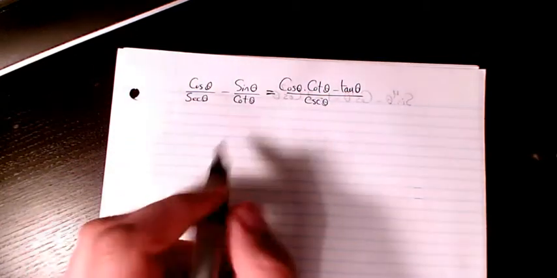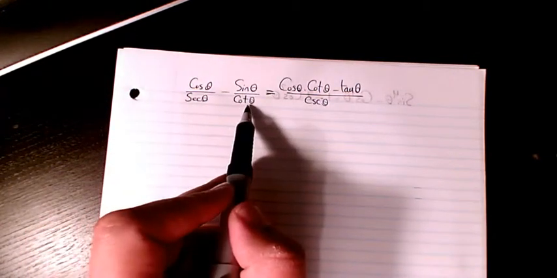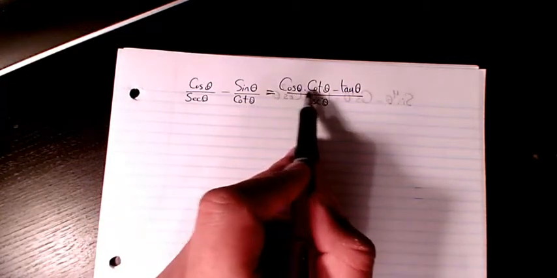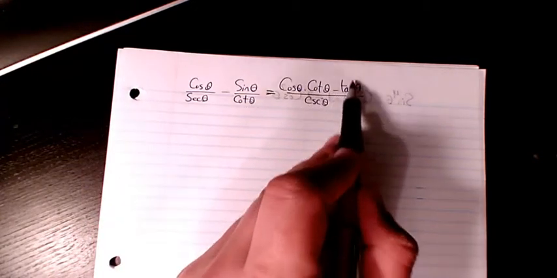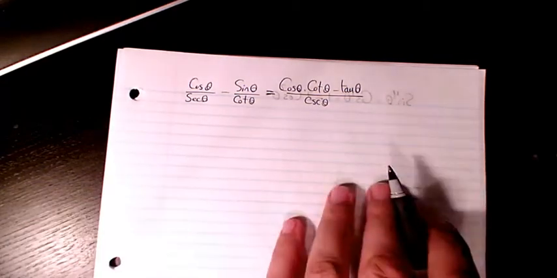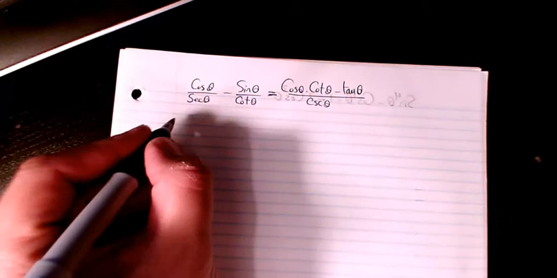In this video I want to prove this trig identity: cosine theta divided by secant theta minus sine theta divided by cotan theta equals cosine times cotan theta minus tan theta divided by cosecant theta. I can start from the right hand side in this case maybe.